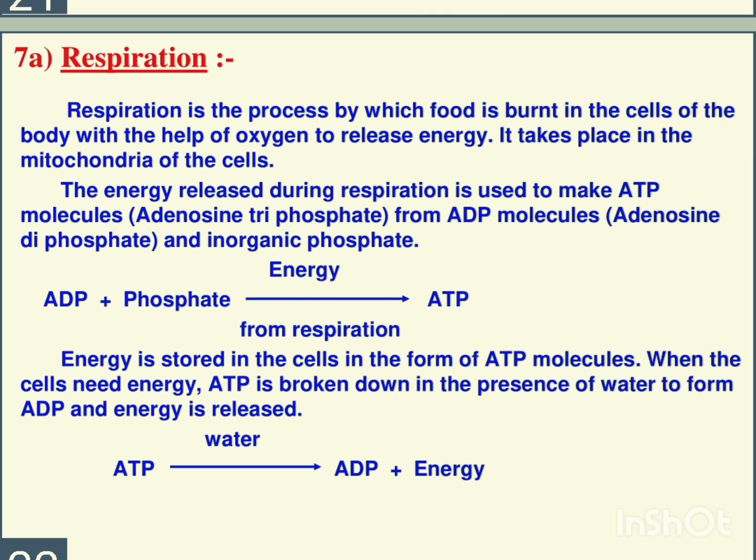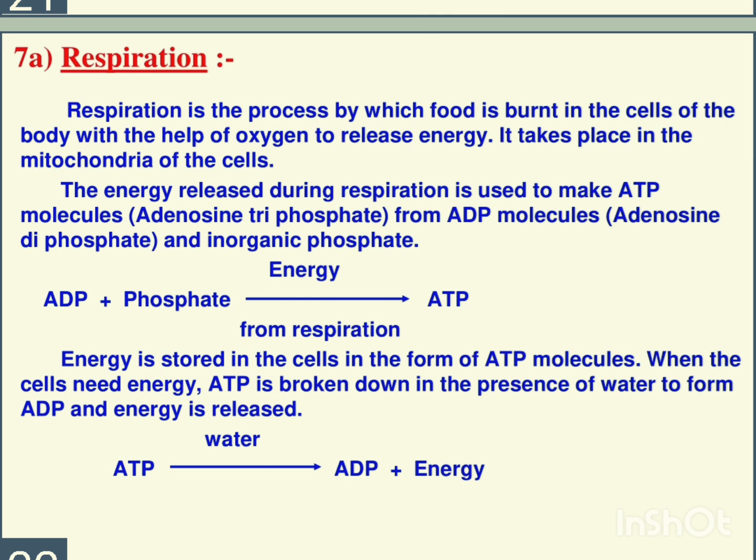The energy released during respiration is used to make ATP molecules. ATP is nothing but adenosine triphosphate, and ADP is adenosine diphosphate plus inorganic phosphate. The energy released during respiration is used to make what? It is used to make the ATP molecules. You can see here ADP plus phosphate, with energy from respiration, gives rise to ATP.